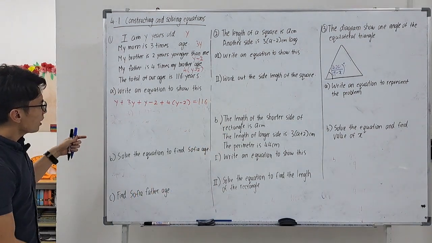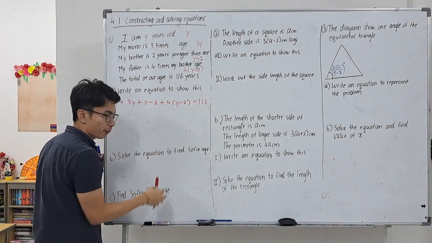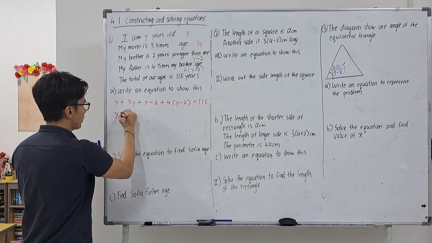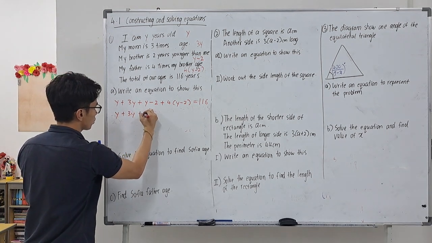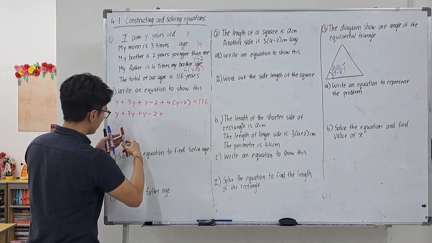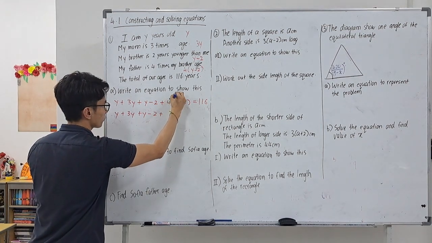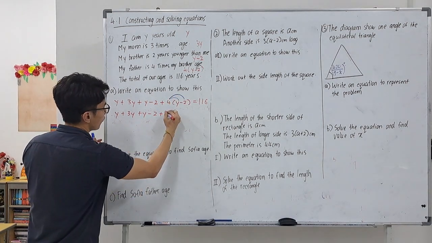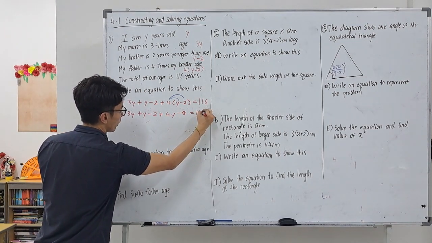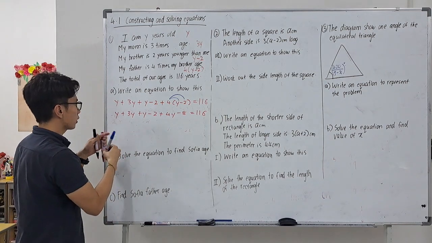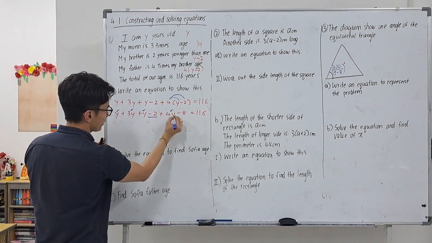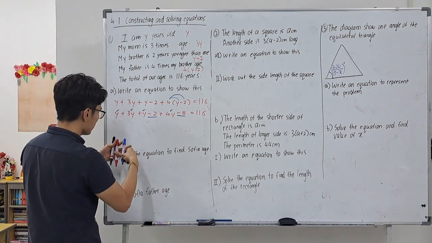Okay, so again, you can see over here, I can expand and collect like terms, but first let me expand. That's going to be y plus 3y plus y minus 2 plus, expand over here, that will give me 4y minus 8 equals 116. Again, let's collect our like terms. 1, 2, 3, 4. My numbers are here. Don't forget the negative sign.